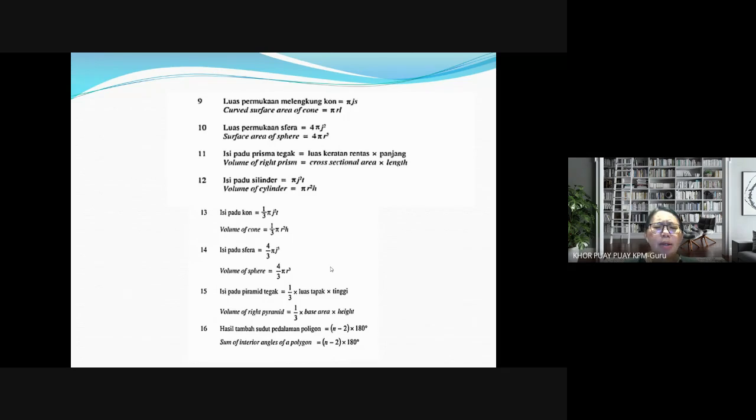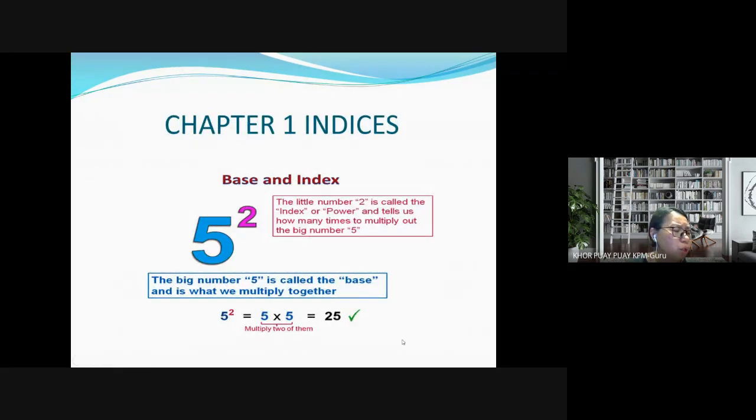Okay, and then what else? This one, the interior polygon. This one actually is a lower form. All right, so we are going to concentrate chapter by chapter, yeah? So if you have any question, you can just ask me. Any doubt, you can just ask me. If not, I will just touch and go on the formulas that you should know, the basics that you should know, okay? All right, so we're going to start already, yeah?